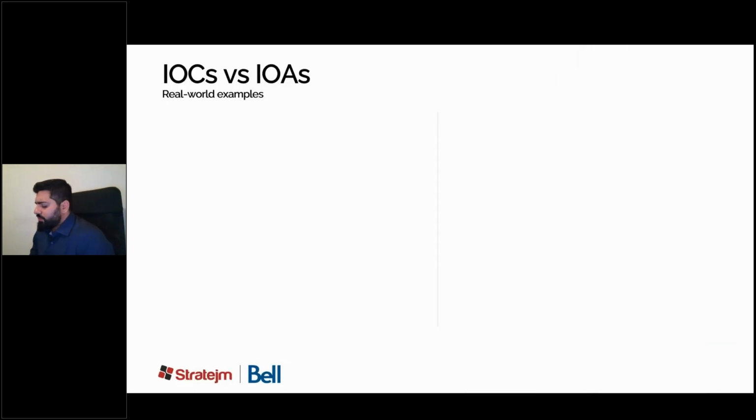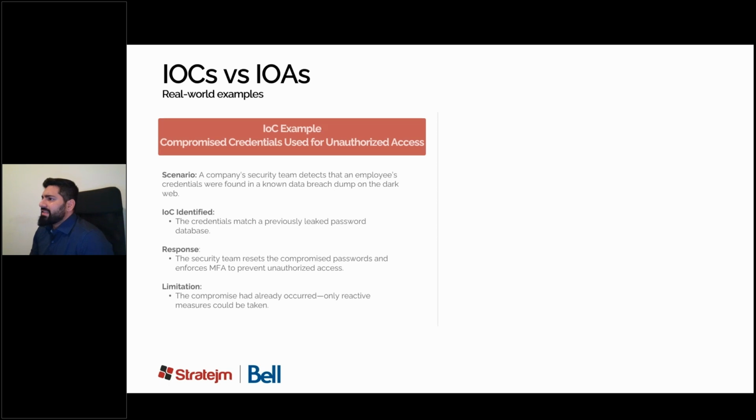Now, I have two more examples before we move on to specific tools and techniques. In this example, we have a reactive detection method, right? So we're looking at a company security team that discovers that an employee's credentials were found in a known data breach dump on the dark web, right? So we can use threat intelligence sources to monitor the employee accounts or domains to see if there are any leaked credentials, right? So this may suggest that the employee account may have been compromised. So the IOC has been identified, right? The credential matches a previously leaked password from a breach database.